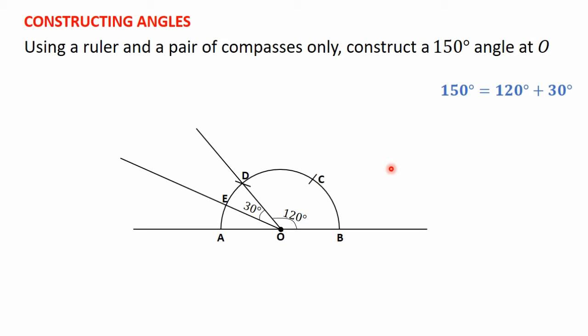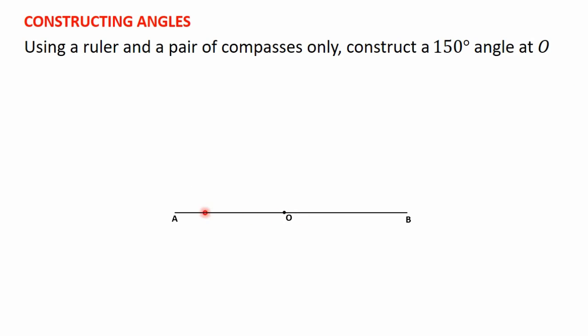So this is how to construct a 150 degrees angle. You first construct the 120 degrees angle, then after that you bisect the remaining 60 degrees to get the 30 degrees angle. 30 degrees plus 120 degrees will give us 150 degrees. Now that we know how to go about it, let's do the actual construction. We have the straight line here, line AB, and this is point O, which falls on line AB. We are going to construct a 150 degrees angle at point O.